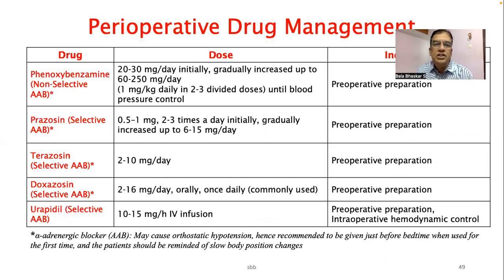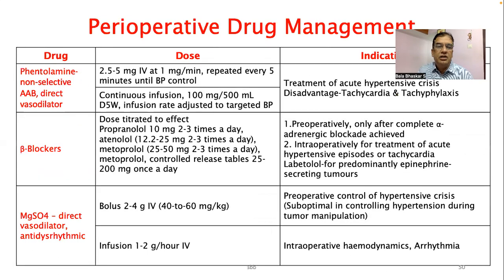So there is a huge list of drugs, which includes the alpha-adrenergic blockers. For example, phenoxybenzamine, which is non-selective. Then there are prazosin, terazosin, doxazosin, which are selective. Urapidil, which is selective. So doses are recommended in terms of how they are initiated, how they are maintained, and what the uses are, whether it is for pre-op preparation or for intra-op control or for emergency use. Phentolamine is a non-selective drug.